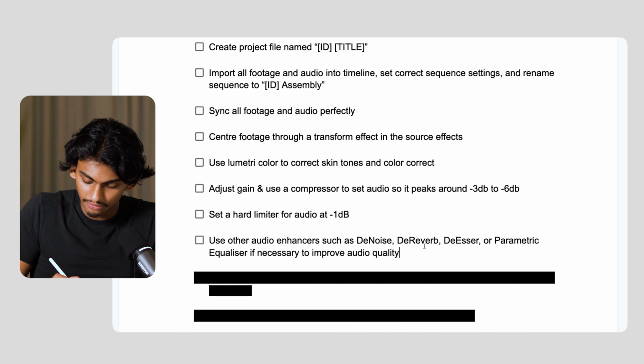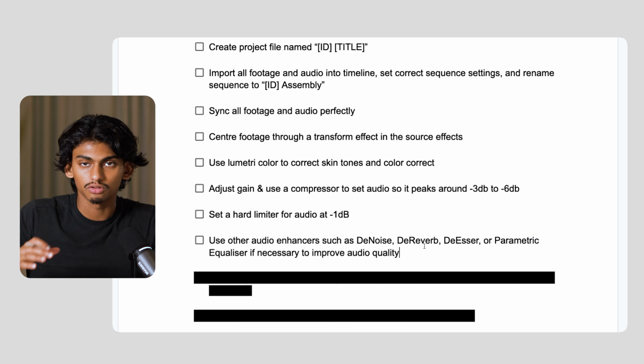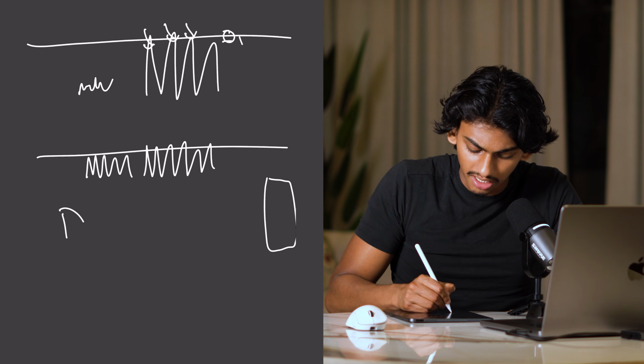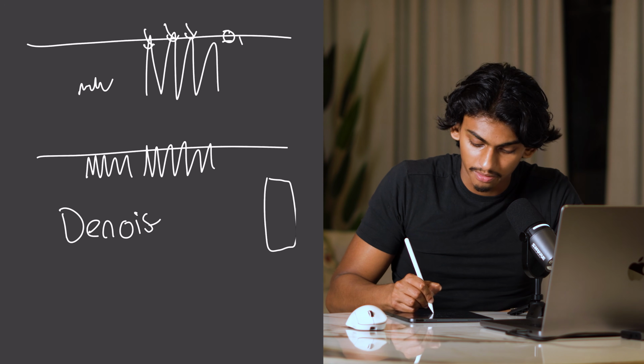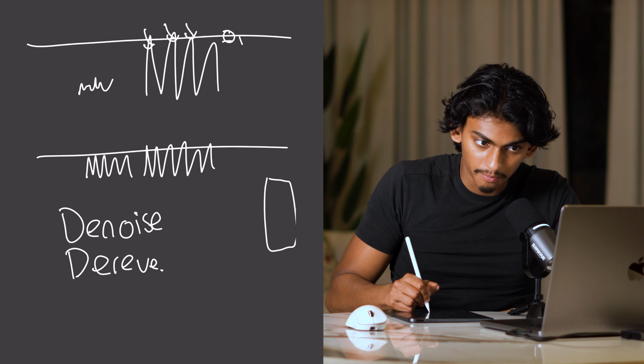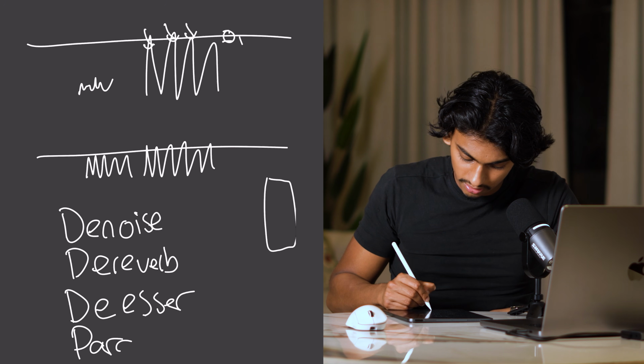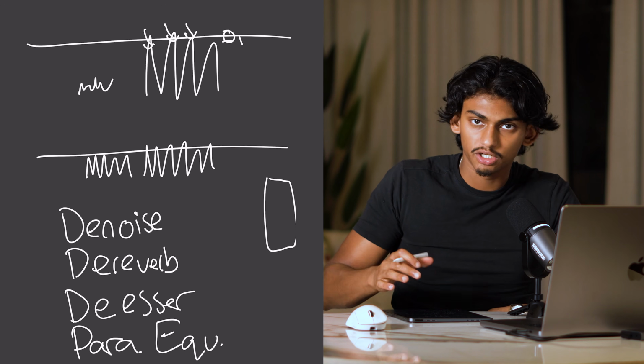Next, once I've got the audio leveled out, just like this, I want to use audio enhancers. Unless the creator has a really good mic and an amazing recording situation, there are going to be times that you need to fix the audio. This isn't sound effects, it's just fixing the audio. Some of the common ones that I like are denoise, de-reverb, de-esser, and parametric equalizer. I'll walk through quickly what these do.